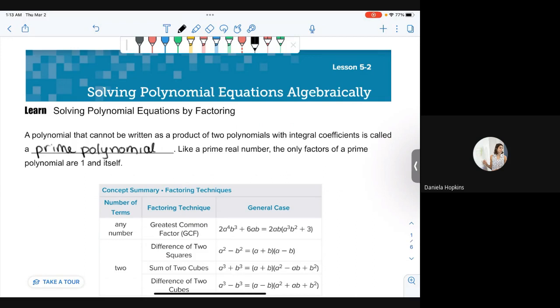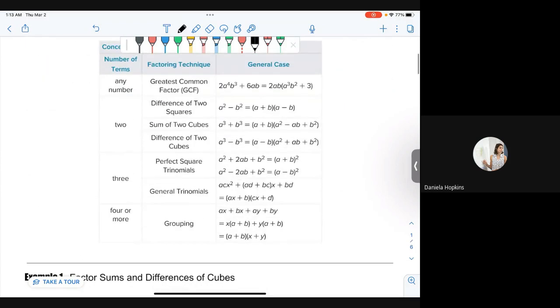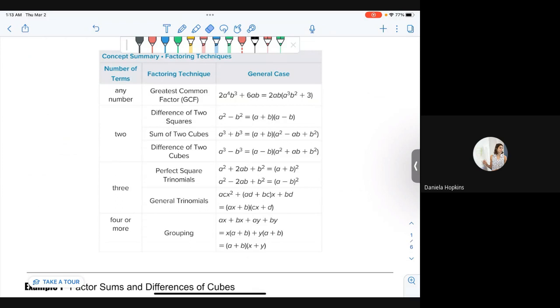So sometimes you're going to have polynomials that don't factor. But when you do have polynomials that factor, they're going to fall into one of these cases. If you have any number of terms in a polynomial, you should always check for a greatest common factor. This is always the case. We'll see one example like this today in our notes.